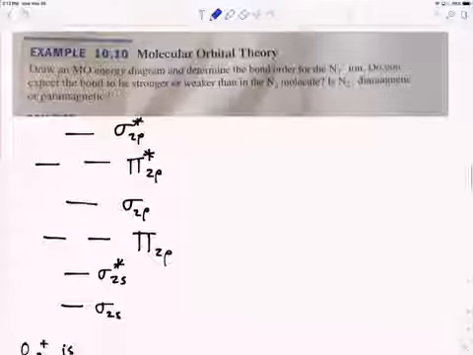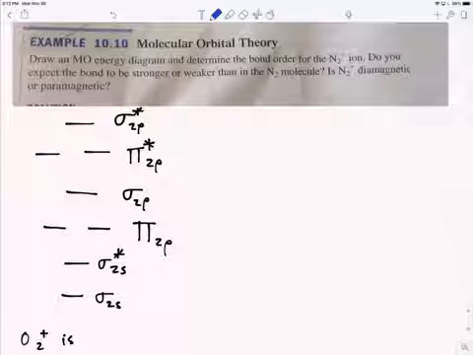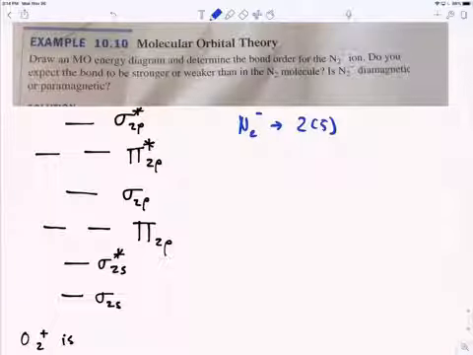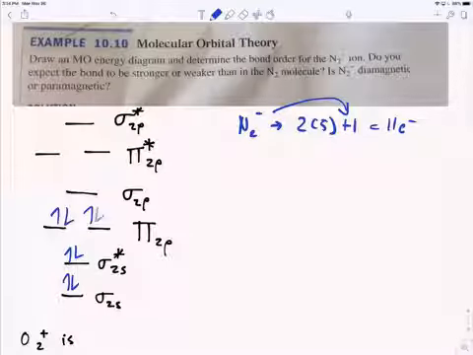Okay, so this is not on the test, but draw the molecular orbital diagram, determine the bond order of the N2 minus ion. Do you expect the bond to be stronger or weaker than the N2 molecule? Is it diamagnetic or paramagnetic? So N2 minus, this is 2 times 5 electrons for nitrogen plus 1 because of the minus 1, so we have 11 electrons. So this is how you'd build it up. 1, 2, 3, 4, 5, 6, 7, 8, 9, 10, 11, like so.